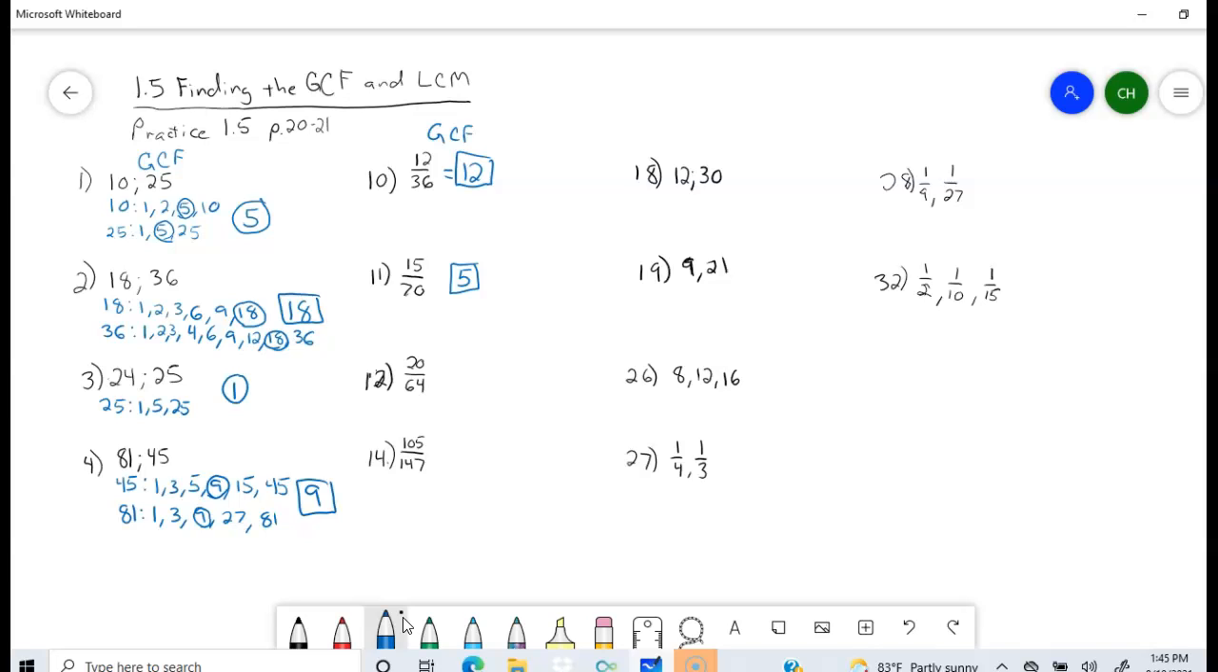Alright, 20 and 64. I know that 2 goes into both of them, which would give us 10 and 32. 2 goes into both of those, which gives us 5 and 16. So it's 2 twice, which is 4. So that one will be 4.